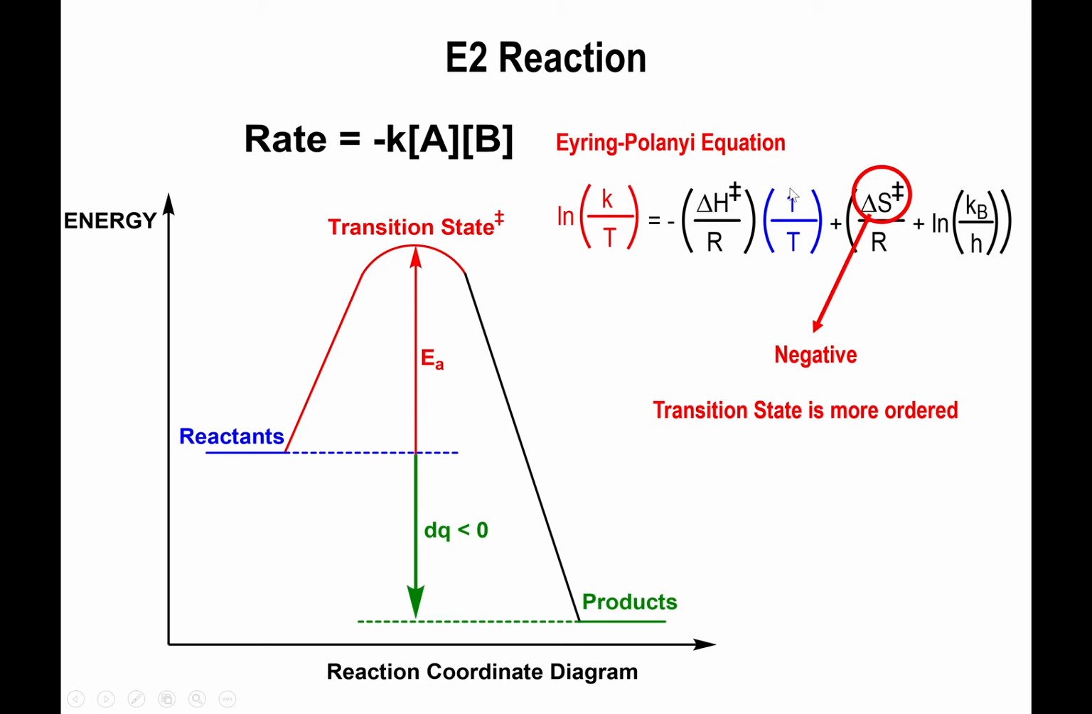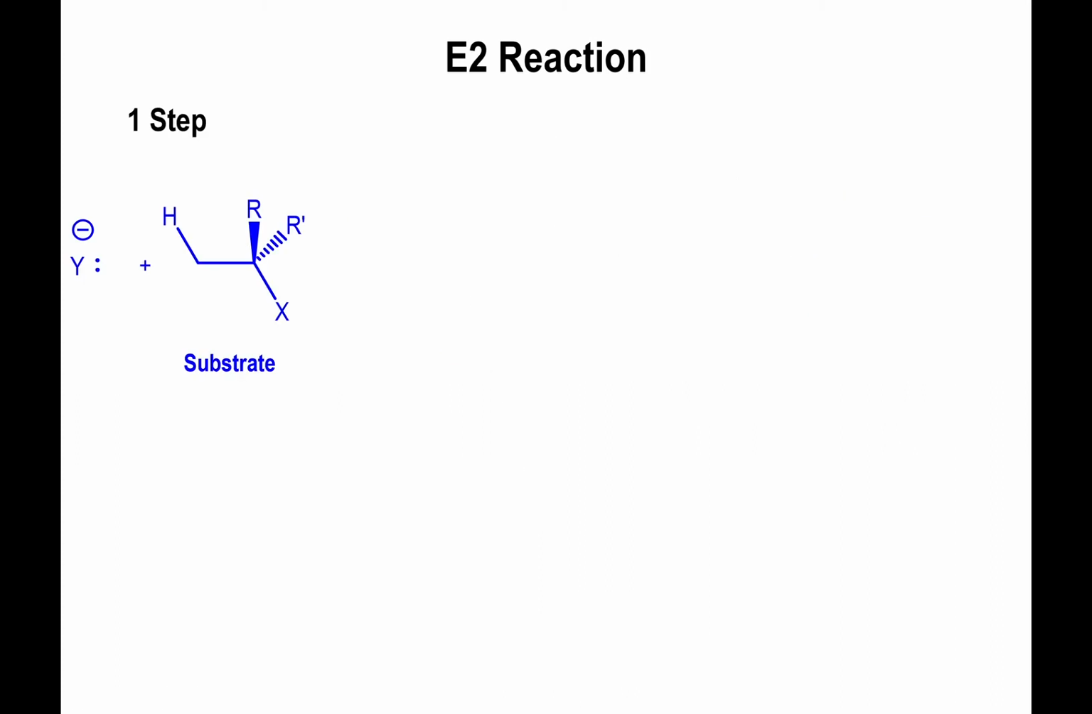The other thing that an E2 reaction bears in common with an SN2 reaction is that the entropy of the activation energy, or excuse me, the entropy of the transition state is negative. And this tells us that the transition state is more ordered. And one way to make this happen is to bring the two reactants closer together at the rate determining step. That's to say that your base will be in the process of attacking the proton, which is one carbon over from that which has the leaving group present on it.